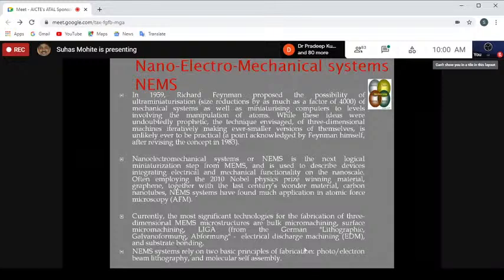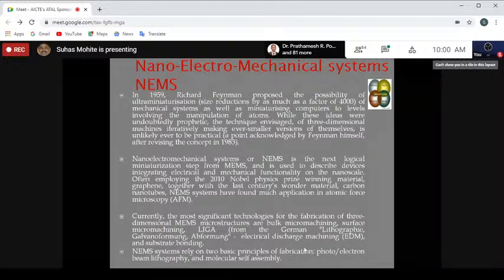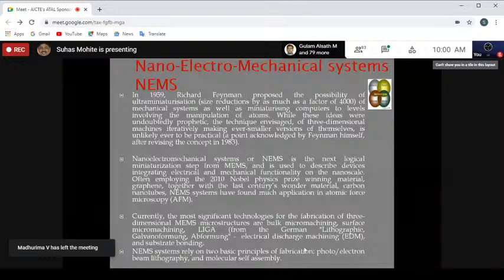While these ideas were undoubtedly prophetic in those days, the technique envisaged, of three-dimensional machines iteratively making ever smaller versions, one machine making another machine smaller than itself, and so on, was the idea put forth by Richard Feynman. It was unlikely ever to be practical, a point acknowledged by Feynman himself after revising the concept in 1983.